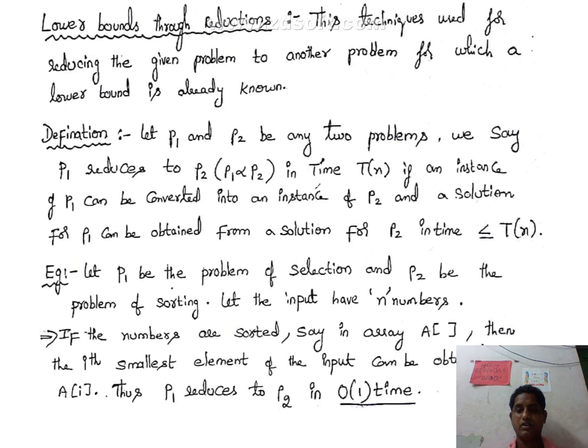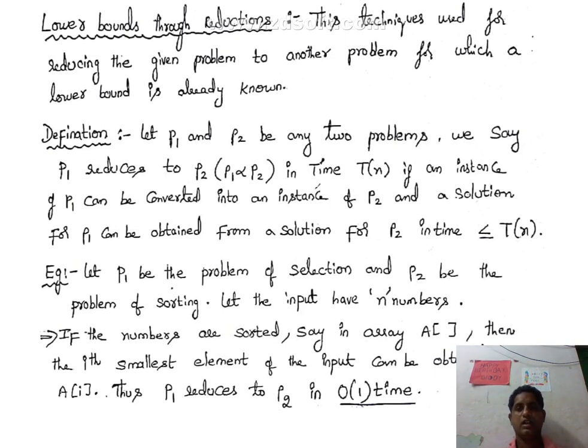Last class we discussed comparison of trees from searching and sorting. In searching, it is big O of log n, and omega of log n. In sorting, that is n log n. Now we go for the lower bounds through reductions.